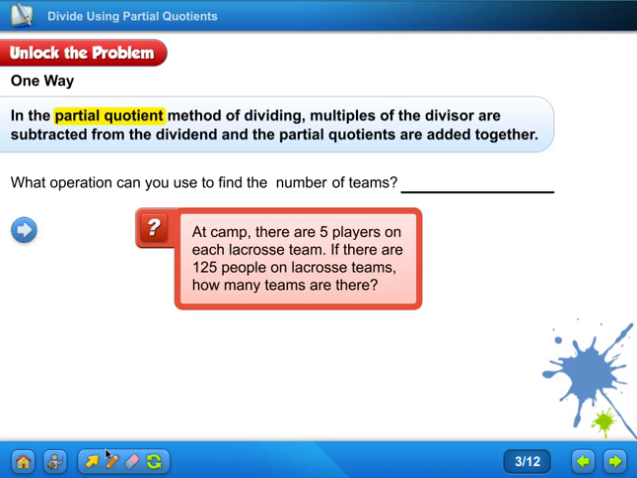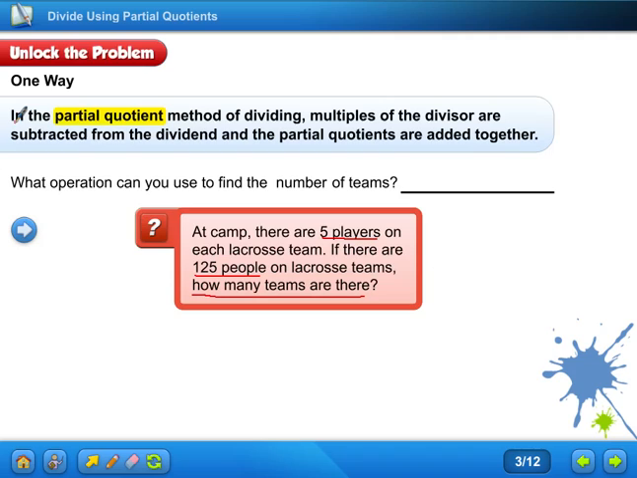All right, and the question is asking, at camp there are 5 players on each lacrosse team. If there are 125 people on lacrosse teams, how many teams are there? Well, first, what is the question asking me? How many teams are there? So I know there's 125 people. And how many people can be on a team? There are 5 players on each lacrosse team. All right.